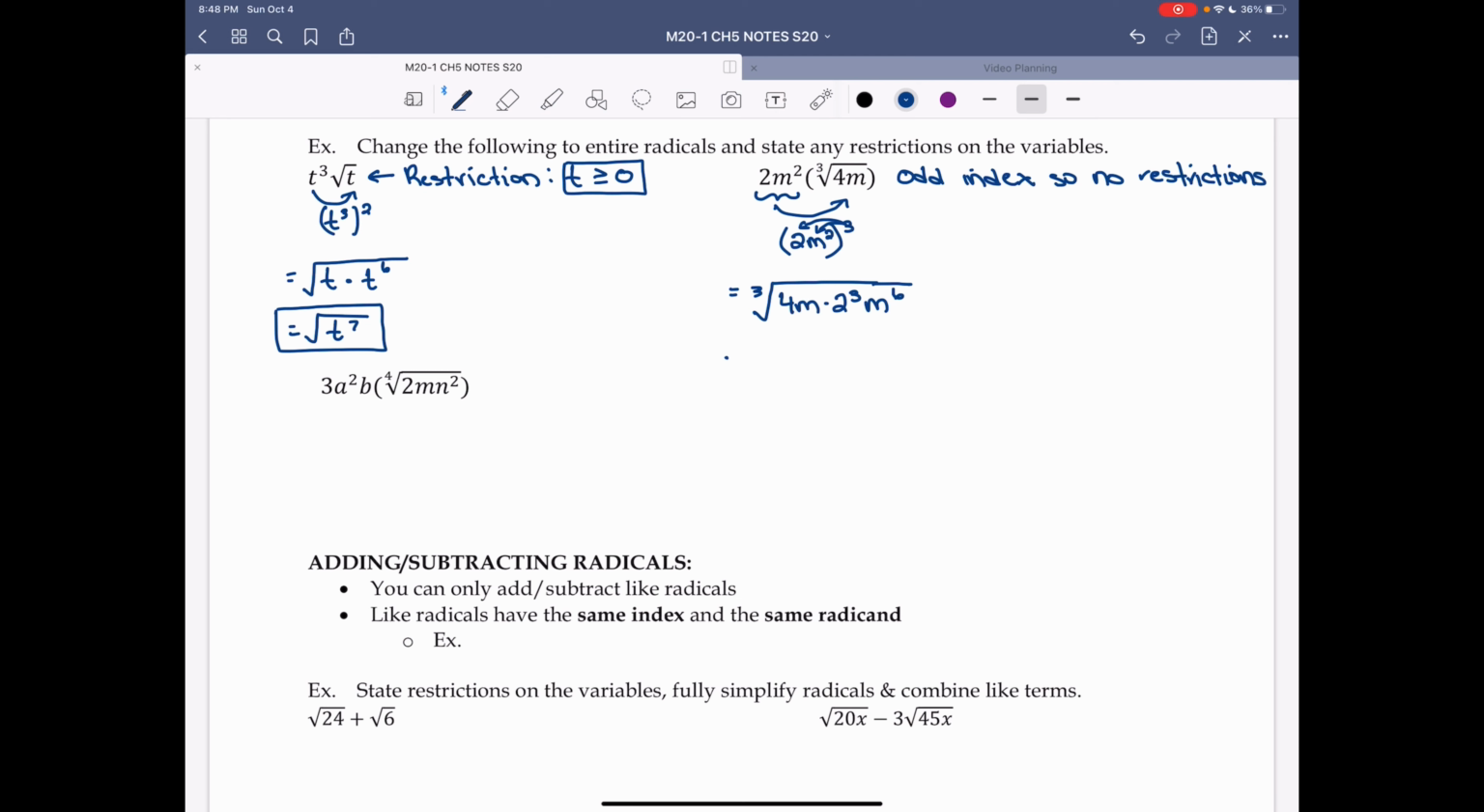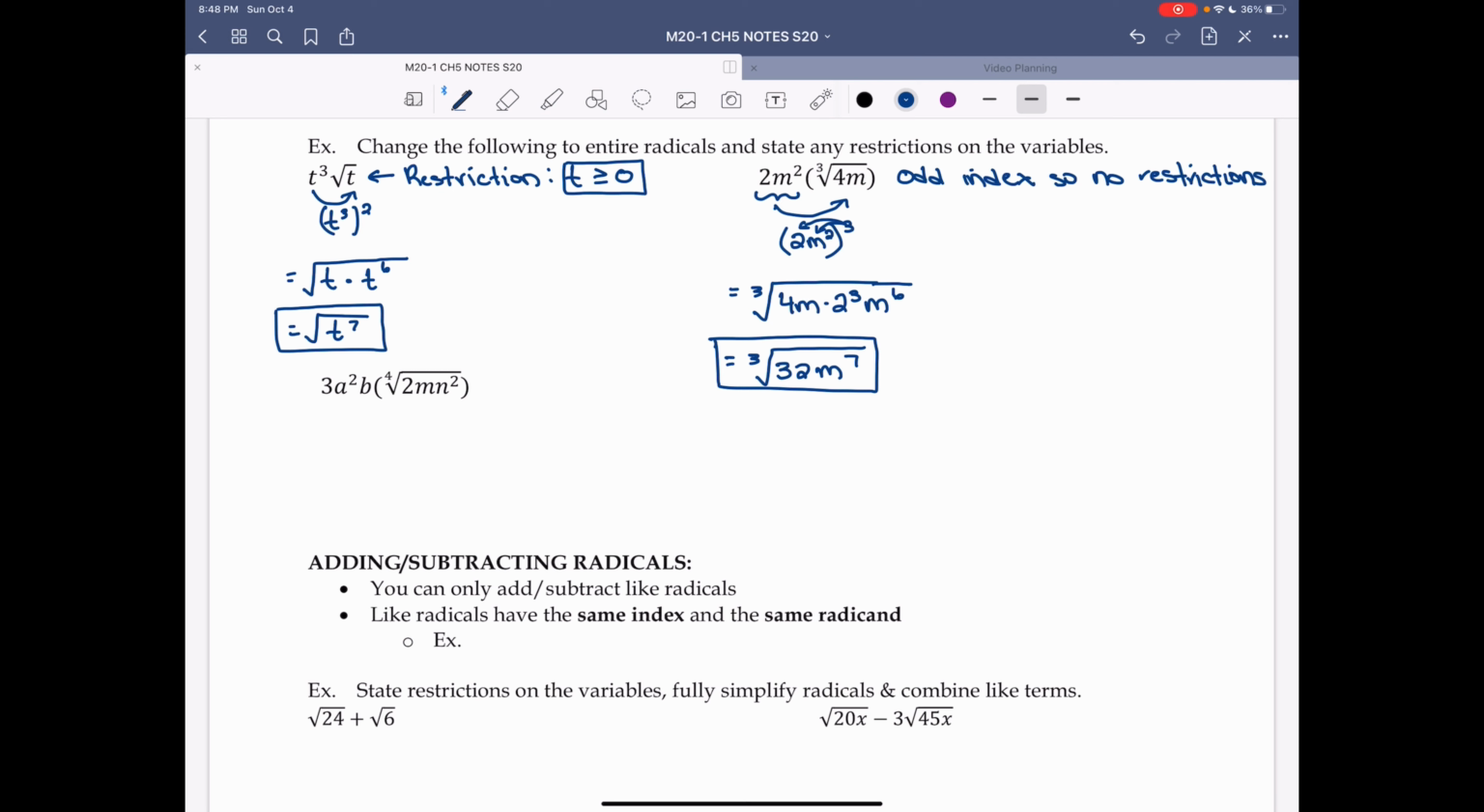Then we want to simplify. Cube root of 2 to the power of 3 is 8. 4 times 8 is 32. M times m to the 6 is m to the 7. Cube root of 32 m to the 7.